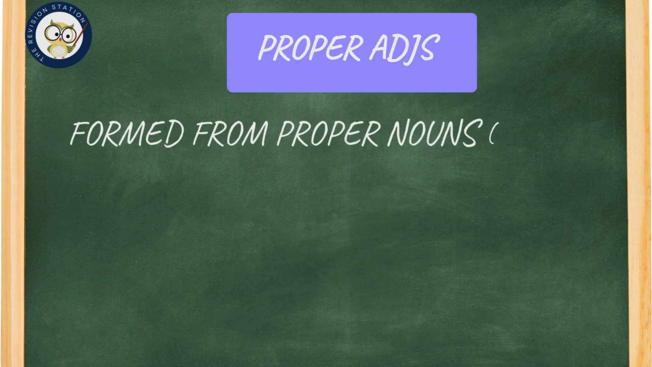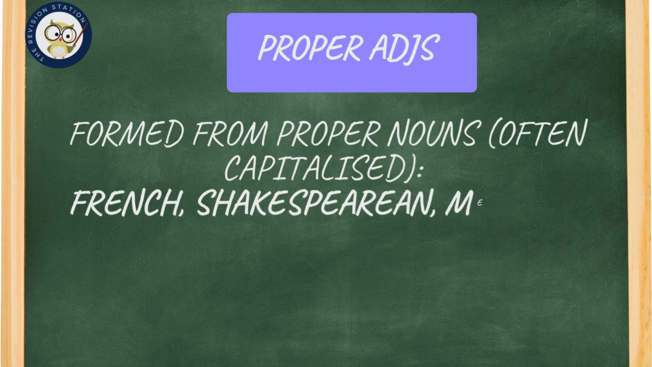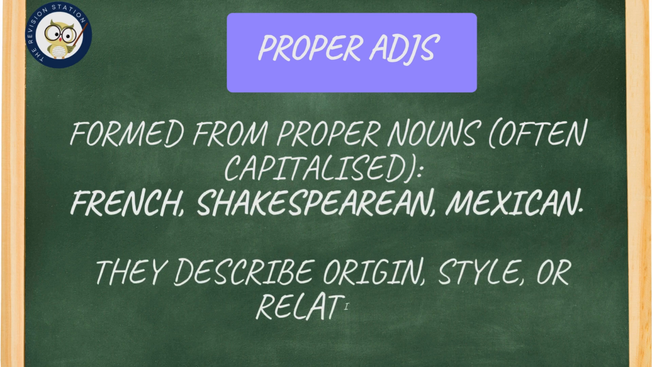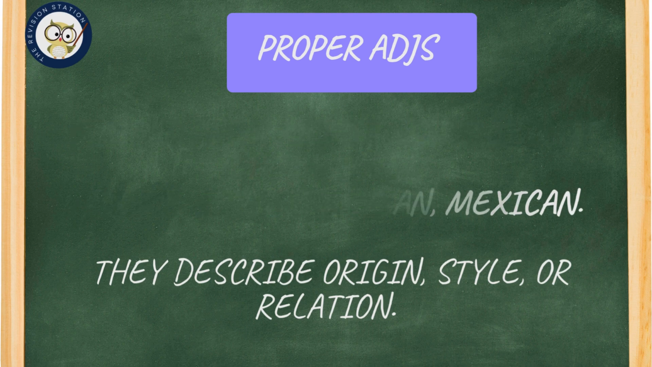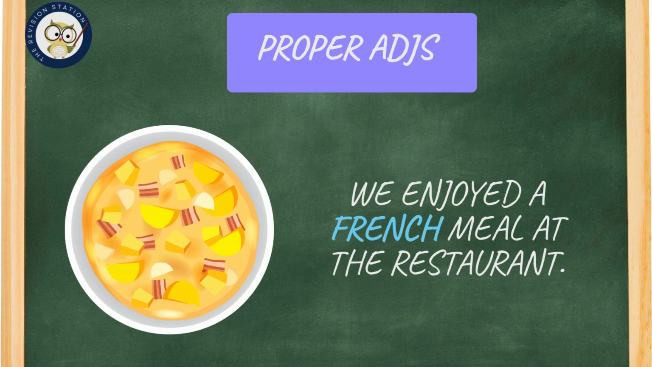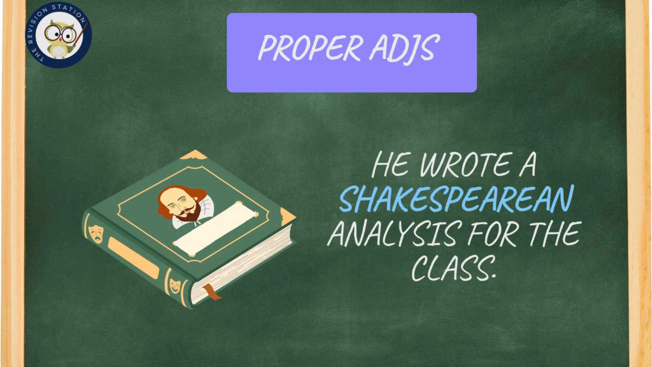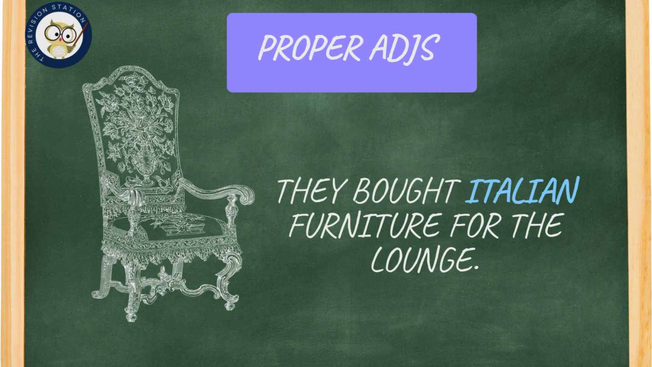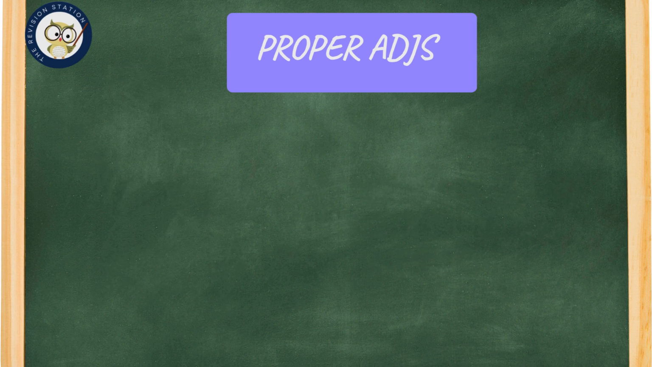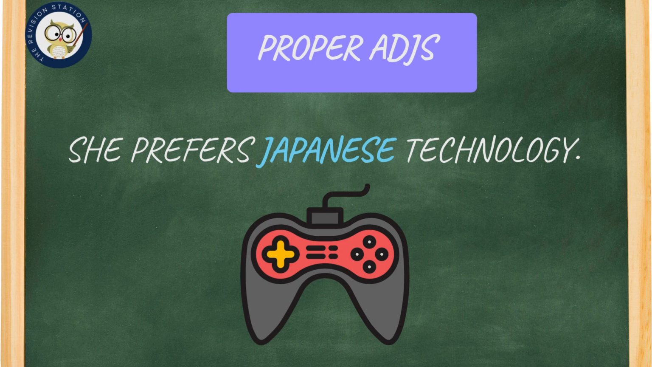Proper adjectives are formed from proper nouns. They describe origin, style, or relation. We enjoyed a French meal at the restaurant. He wrote a Shakespearean analysis for the class. They bought Italian furniture for the lounge. She prefers Japanese technology.